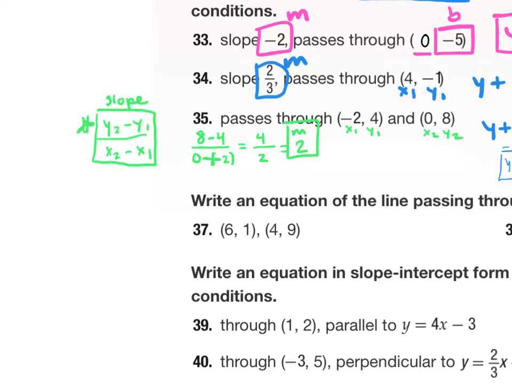Do we have our y-intercept here? Yes. What's our y-intercept? 8. So if we have our slope and our y-intercept, can we plug it into slope-intercept form? Yeah. So what would our equation be? Y equals 2x plus 8. Awesome. Yeah, you just have to simplify, because 2 over 1 is just 2.